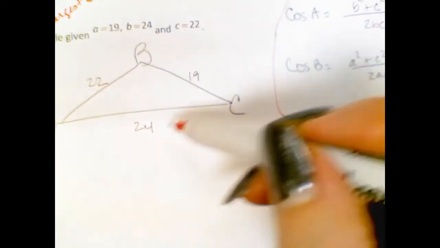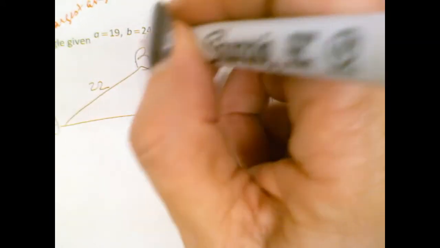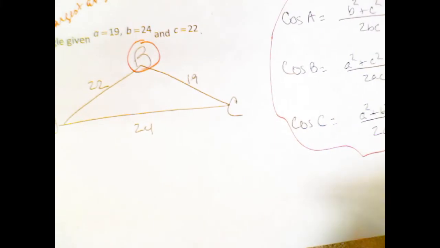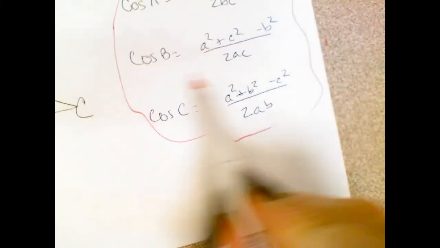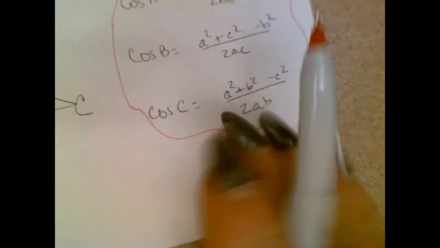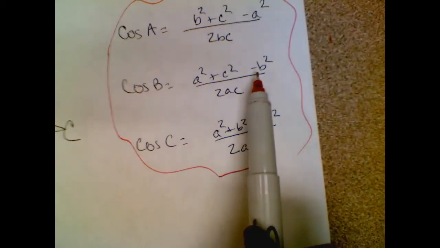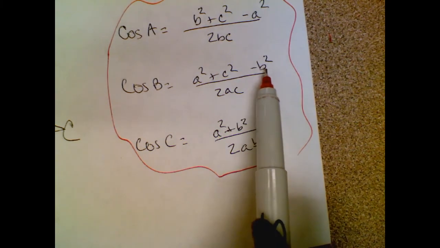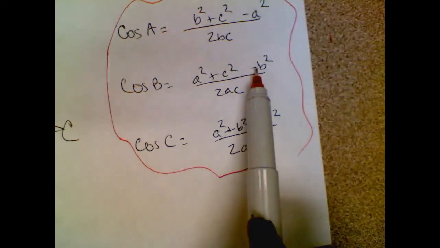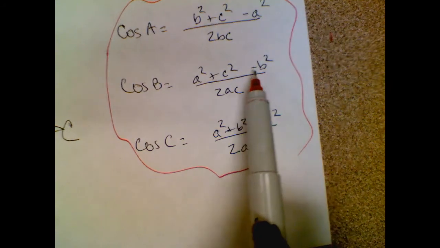Let's say I want you to solve for the largest angle. Which one is the largest angle? Well, the largest side is 24, so the largest angle is angle B. So that's what we're going to solve for. This is the formula we're using, cosine B. Notice all the sides are used, but the one you're subtracting on top is the little b. If you're solving for big B, you always subtract the side opposite that.